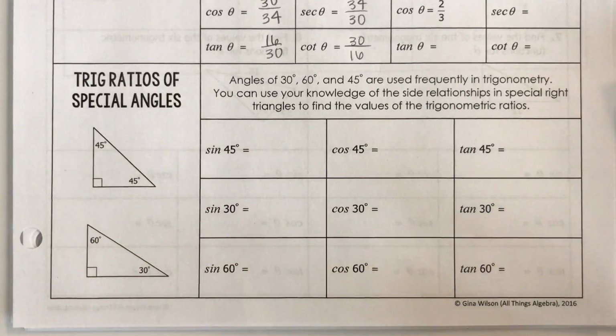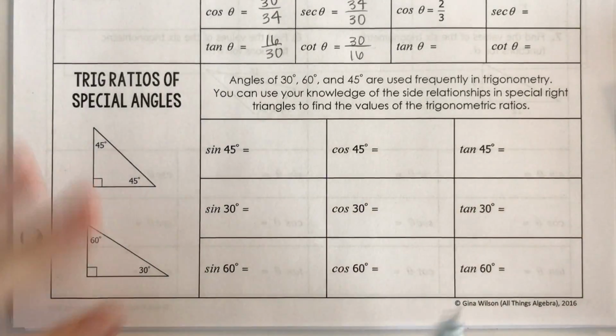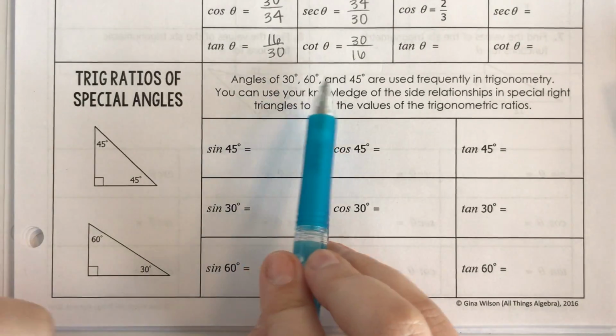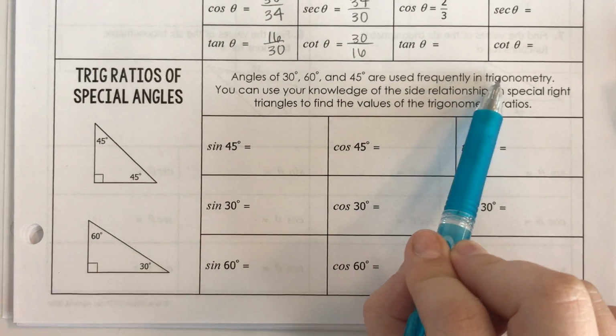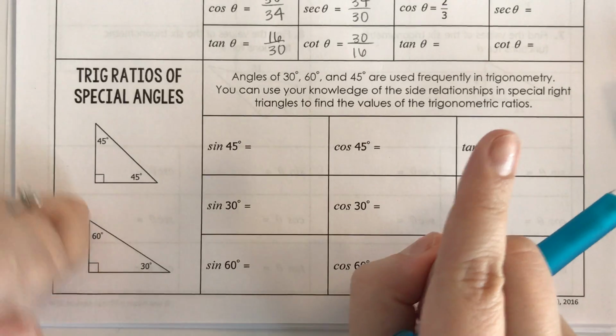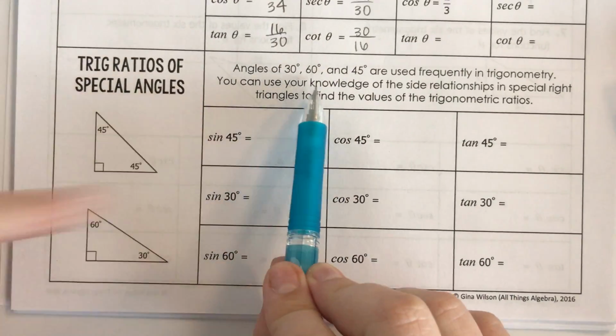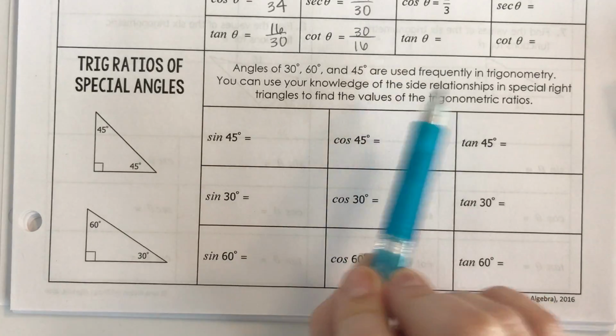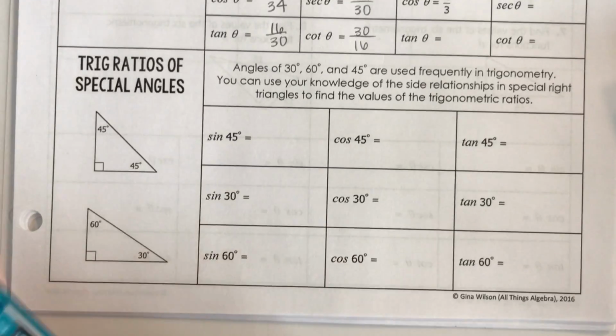Last thing in this concept, I know this is a lot to take in. Angles of 30 degrees, 60 degrees, and 45 degrees are used frequently in trigonometry. You'll understand when we get to the unit circle. You can use your knowledge of the side relationships and special right triangles to find the values of the trig ratios.